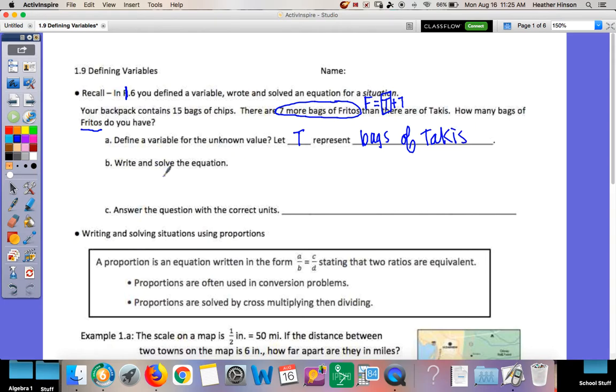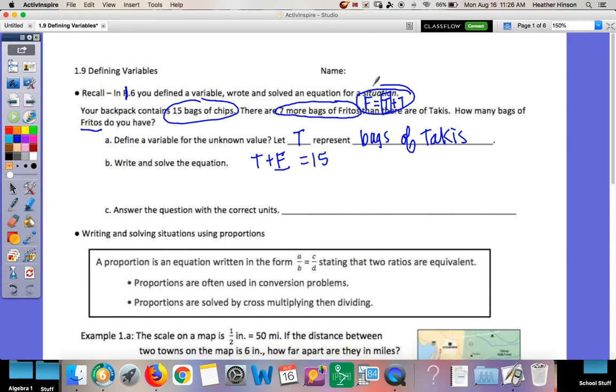So we need to write and solve that equation. One of the easiest places you can start with is the total. You don't have to start there. That's why I'm going to start with this one because it gave it to us. We know there's a total of 15. We also were told with that 15 bags that there's going to be Takis and Fritos. But what else do we know? We can't have 2 variables. We know we're looking for T. That's the one we know nothing about. So what do we know about Fritos? We know Fritos had 7 more bags than Takis.